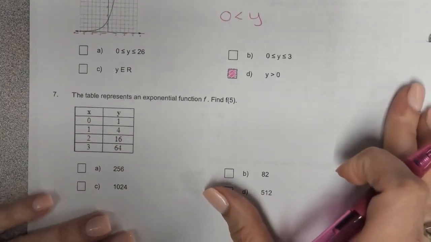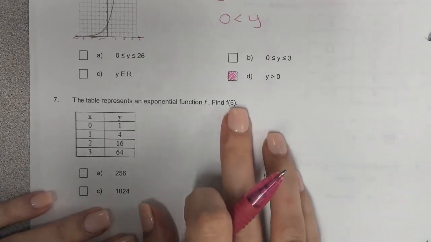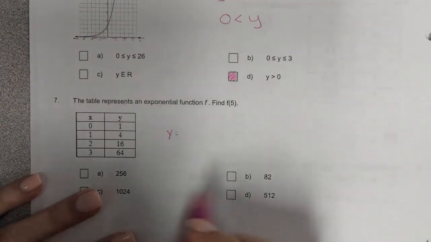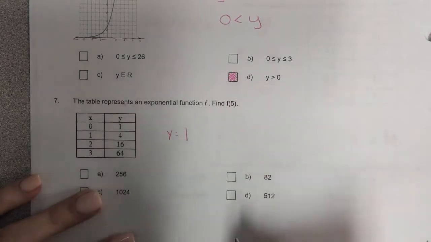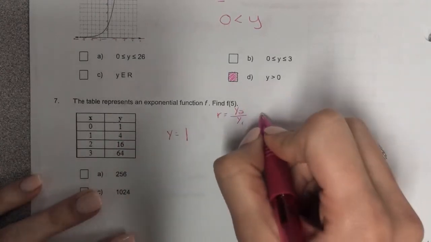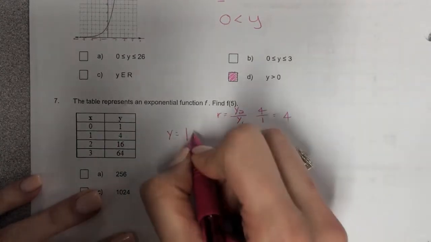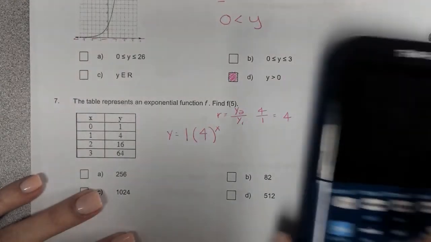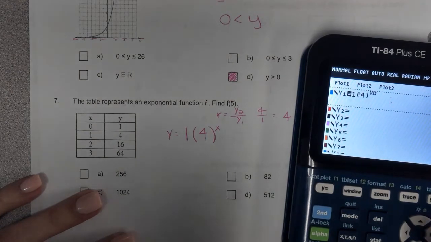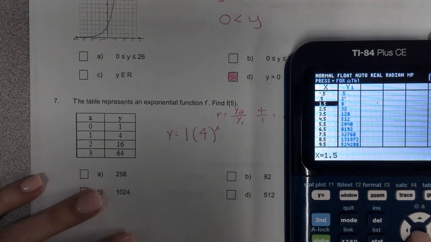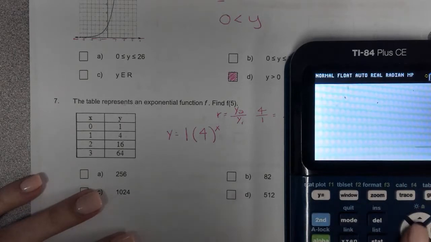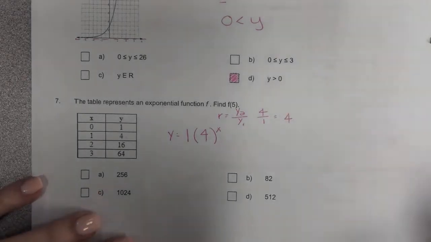The table represents an exponential function. Find f of 5. That means it wants us to find the 5th term. I'm going to write my equation to help me. So my initial value is 1. And then to find the rate, we're going to take y2 divided by y1. So 4 divided by 1, which is 4. So times 4 to the x. So if I plug this in my calculator, 1 times 4 to the x, and we're looking for where the x is 5. Second window. Where the x is 5, it's 1024.